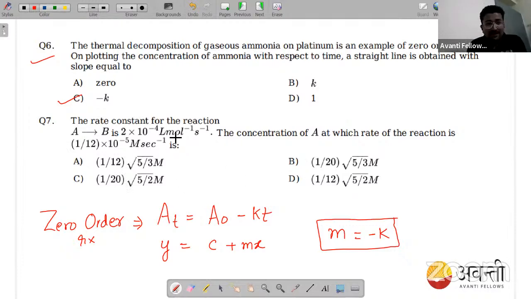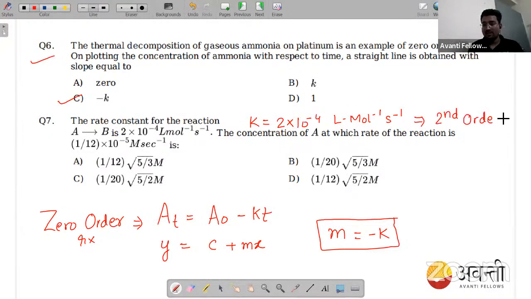In question number 7, it is written that the rate constant for a reaction is given, that means we are given K. What is the value of K here? It's 2 into 10 to the power minus 4 liter mole inverse second inverse. Now from the unit of K, we can decide this is nothing but a second order reaction. Is that clear? We all know that we can find the order of reaction by seeing the rate constant unit. So here it is a second order reaction.